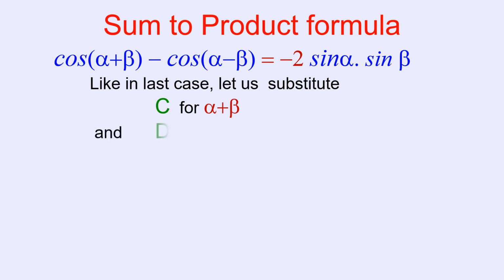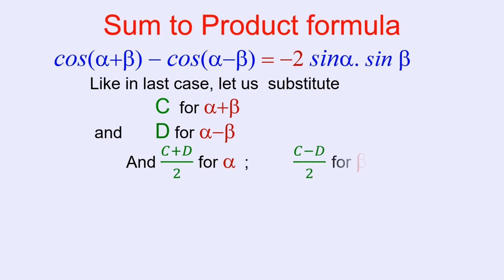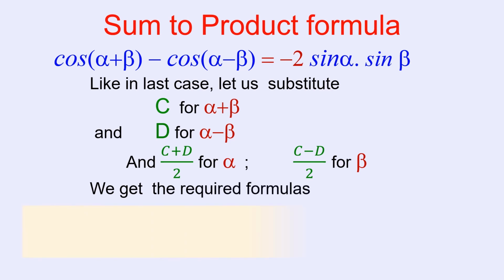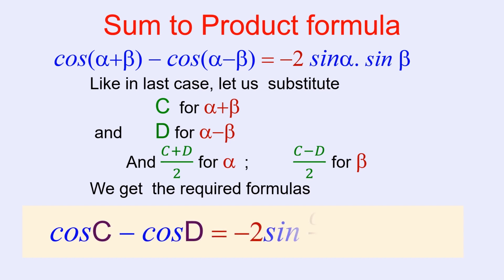Like in the previous case, we substitute c for alpha plus beta, d for alpha minus beta, half of c plus d for alpha, half of c minus d for beta. We get the required formula: cosine of c minus cosine of d equals minus 2 times sine of c plus d by 2 into sine of c minus d by 2.